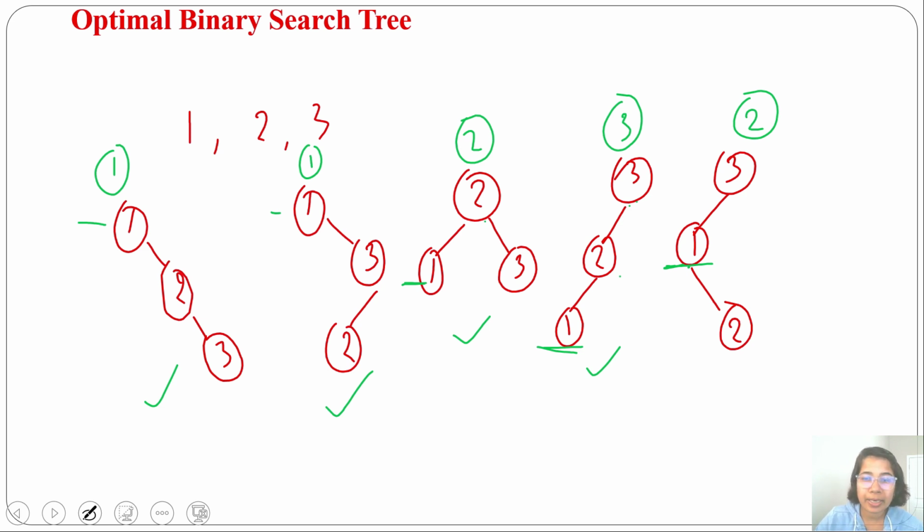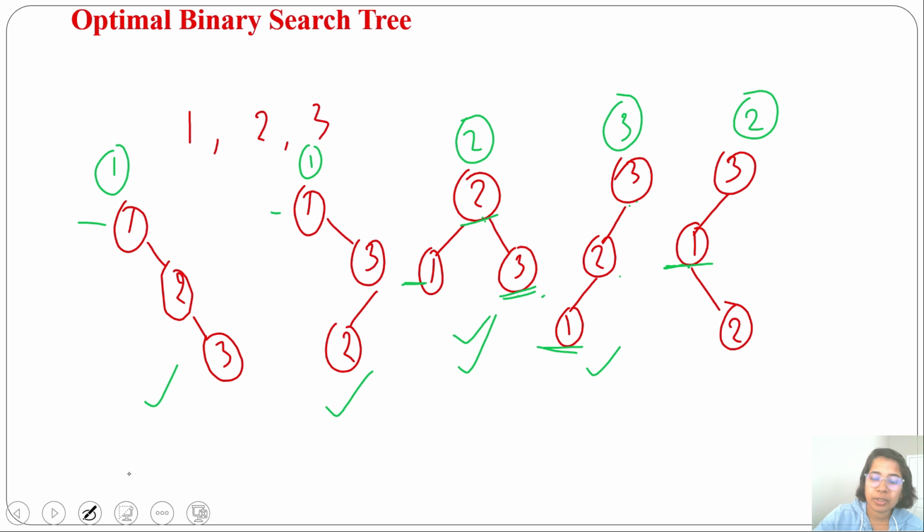So how will we create the binary search tree such that the searching cost will be less? For every key, some probability will be given and accordingly we need to search. So how will we create the optimal binary search tree so that the total searching cost will be less?